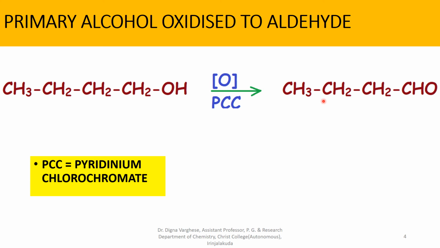One special advantage of PCC is that it leaves any carbon-carbon multiple bond in the substrate uncleaved and unoxidized. But in the case of potassium permanganate, it will decompose the carbon-carbon double bond. If this compound is an unsaturated alcohol, by using PCC, it will not cleave the double bond in the parent alcohol.